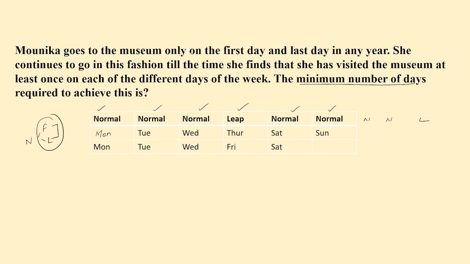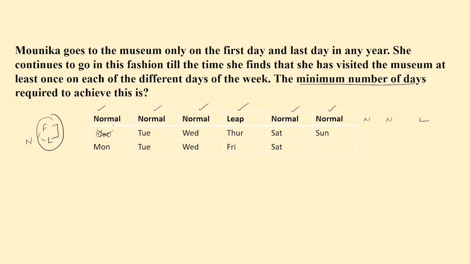They have said she goes only on the first day and the last day, which means if at all she goes, only on the first day and the last day. Not necessarily goes on both the days. So she can cancel this. She gets up early in the morning. She knows that the starting of a normal year, and she knows that the ending of the normal year is also going to be the same. So will she sleep or she will go?